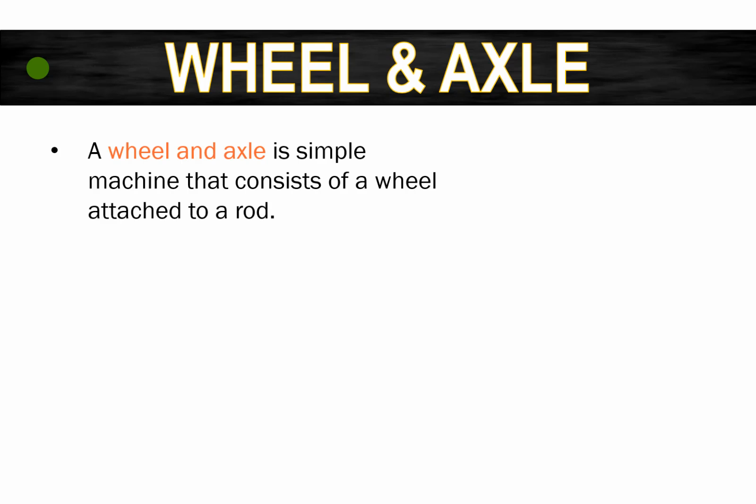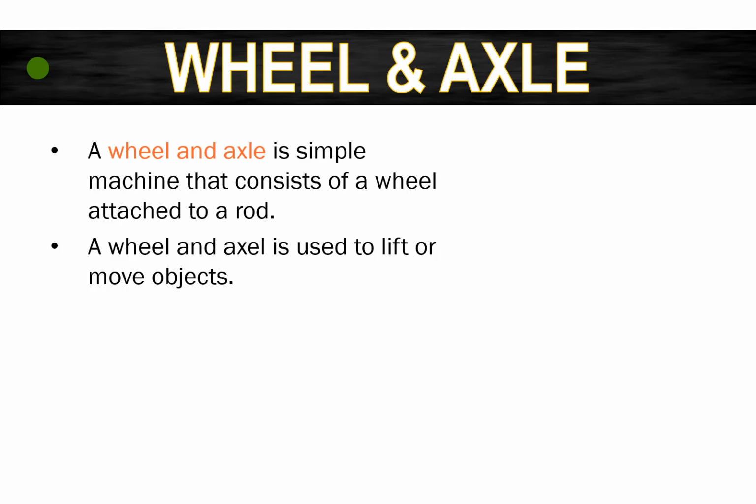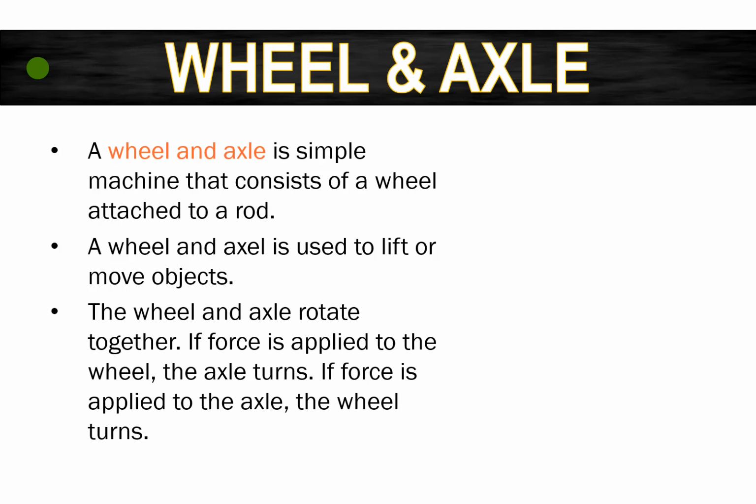Alright, so let's talk about a wheel and axle first. This is the first one in the lever family we're going to talk about. A wheel and axle is a simple machine that consists of a wheel attached to a rod. A wheel and axle is used to lift or move objects. And wheel and axle rotate together. When force is applied to the wheel, the axle, which is the rod, then turns. If force is applied to the axle, then the wheel will turn.